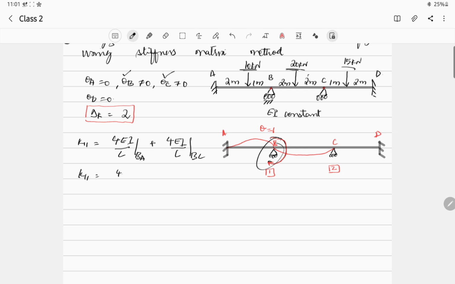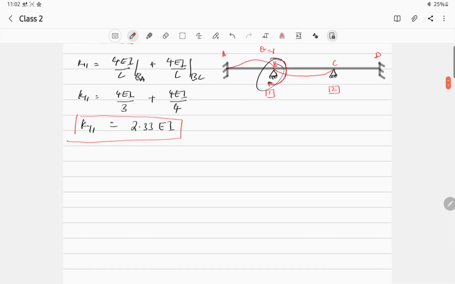K11 is equal to 4EI by L, since EI is constant. What is the span of BA? It is 3, right? So 3 plus 4EI by the span of BC, which is 4, you can see there. So what is the value of K11 now? It is 2.33 EI. I'll not write it here, it will create confusion. So once you solve this, you will get 2.33 EI for K11.